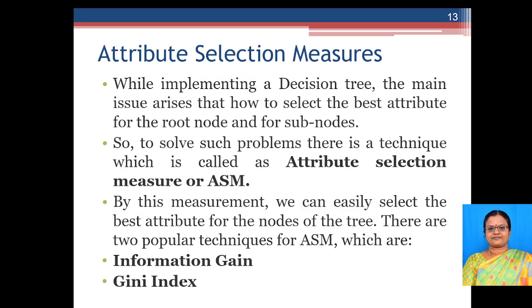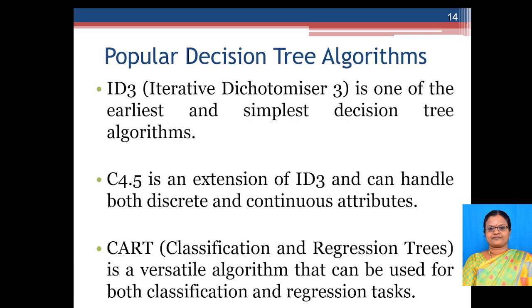So let's see what an attribute selection measure is. With the attribute selection measure, we can select the best attribute for the nodes of the tree. There are two popular techniques available in attribute selection measure: one is the information gain, and the other one is the Gini index. To know more about that, we will see the popular decision tree algorithms. I have ID3, which we call the Iterative Dichotomiser, which is one of the earliest and simplest decision tree algorithms.